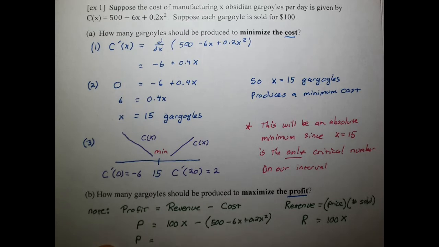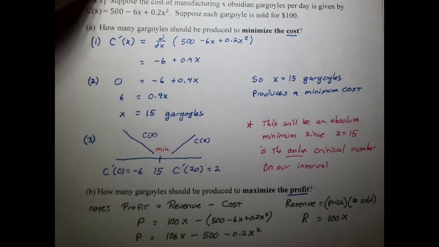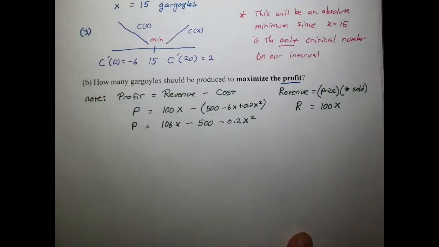And if we simplify this, we'll have to distribute this negative. The 100x and this negative 6x will become a positive 6x. So we'll get 106x minus 500 when we distribute this negative. And we'll end up with minus 0.2x squared. So now we have a profit function.